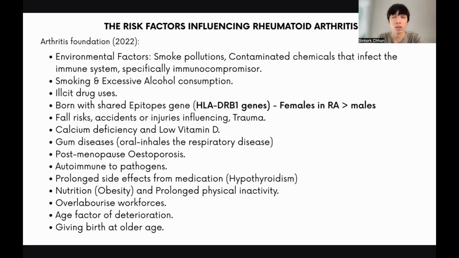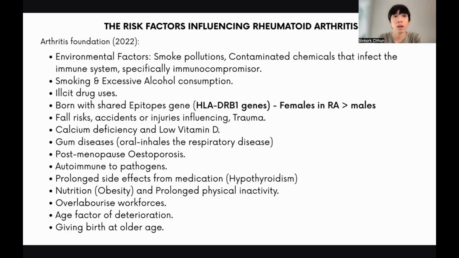Post-menopausal osteoporosis, usually for females who are ending their menstrual cycle in late or early adulthood. That's when the risk of developing osteoporosis is high, and it is linked to rheumatoid arthritis as a comorbidity. Autoimmunity to pathogens, again, it's a systemic autoimmune disorder. So rheumatoid arthritis is when the cells attack the body's own system.